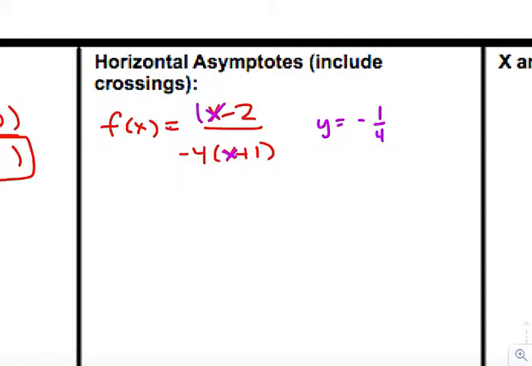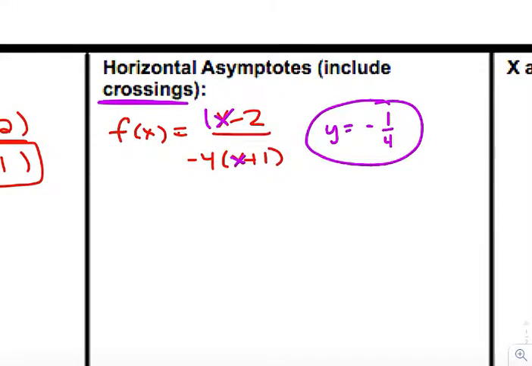Now you can approach this by limits or by long division, but either way you do it, we're going to have a -1/4 for a horizontal asymptote. All right. Now we do need to figure out if it's crossing. Well, the whole point of knowing if it's crossing or not is just knowing if my function is going to take the same value as my asymptote. And so we're going to set them equal to one another.